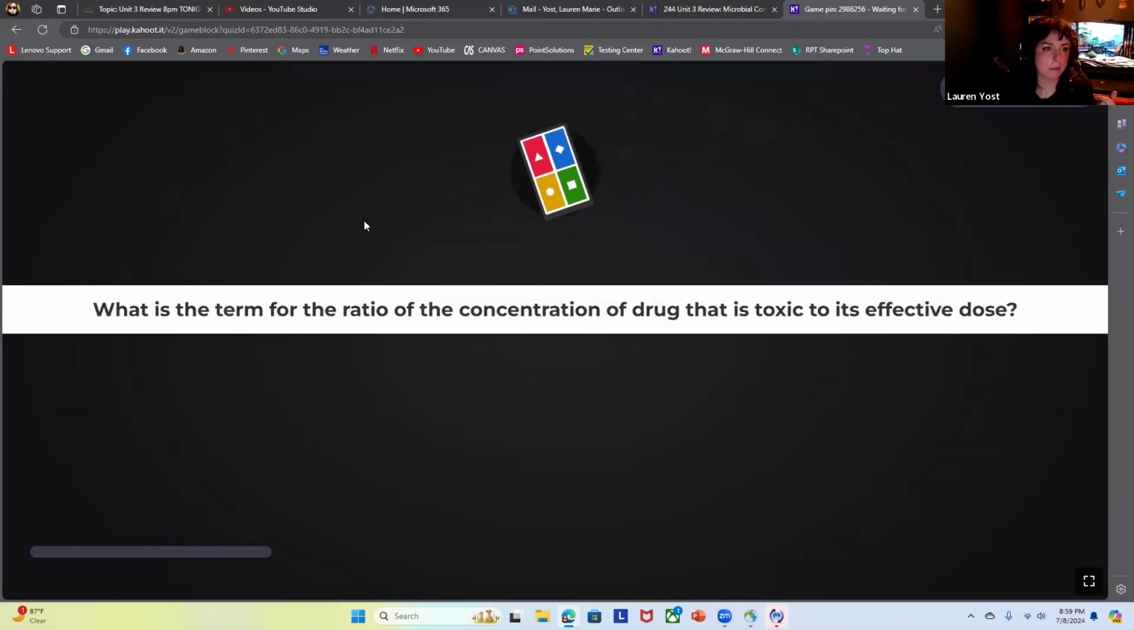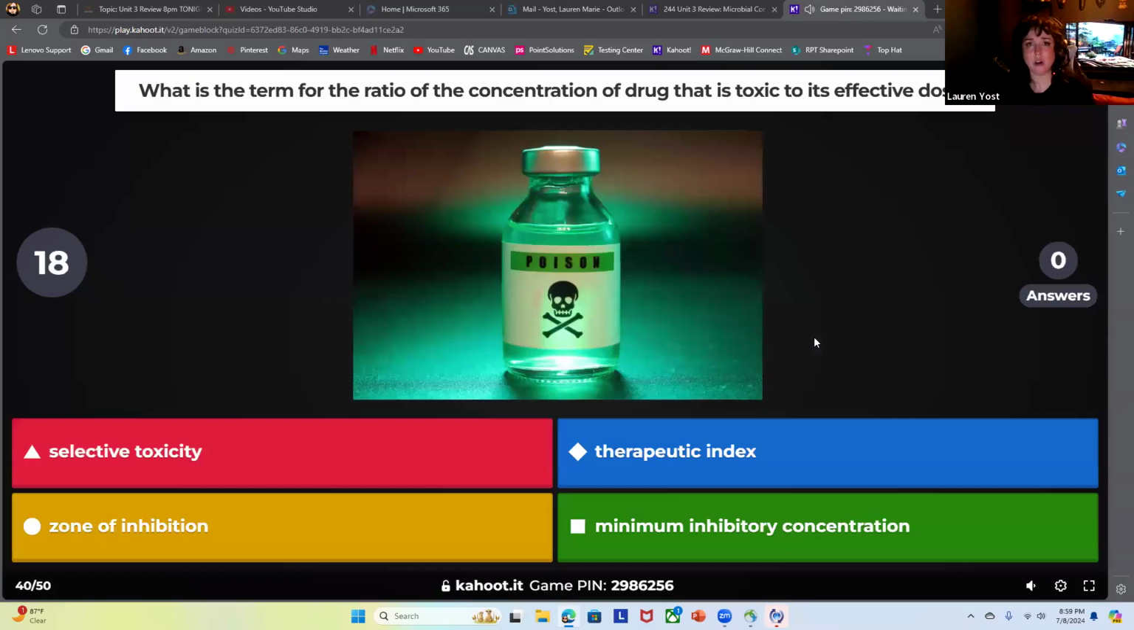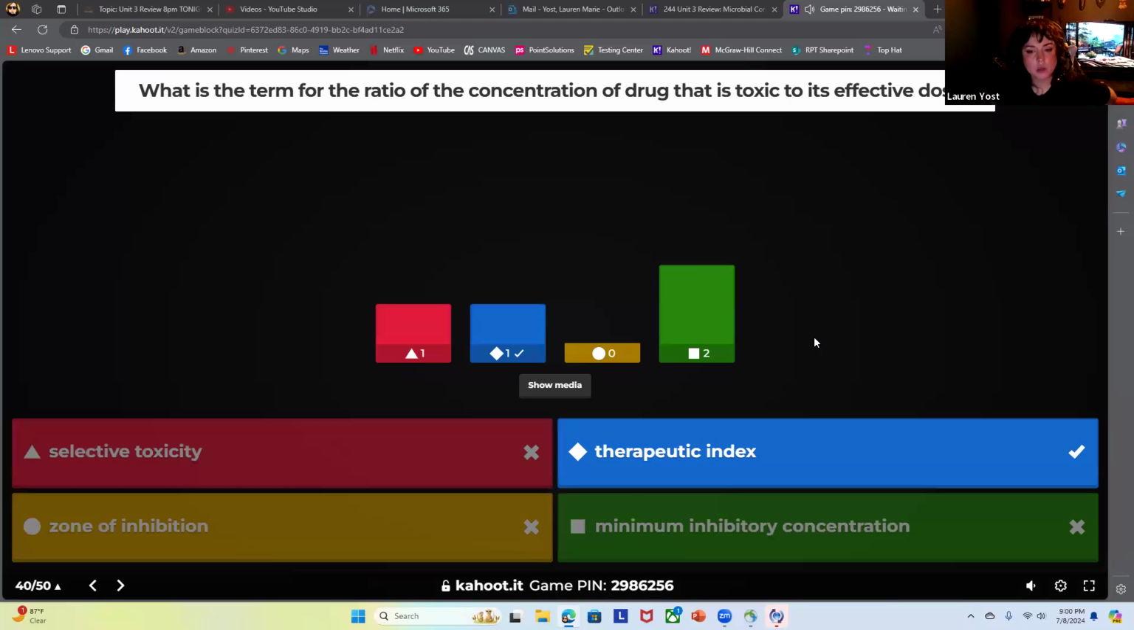All righty. What is the term for the ratio of the concentration of drug that is toxic to its effective dose? So the amount of drug that would make it toxic given to a person versus the amount that you would need to take for it to be effective against the bad guy. There's a term for it. So we're talking about just the ratio of these things. We're talking about the therapeutic index here.